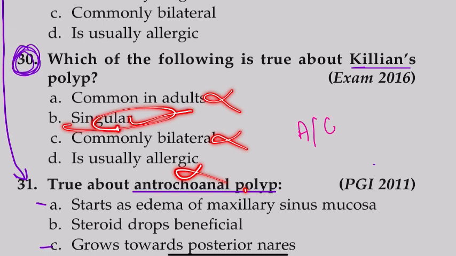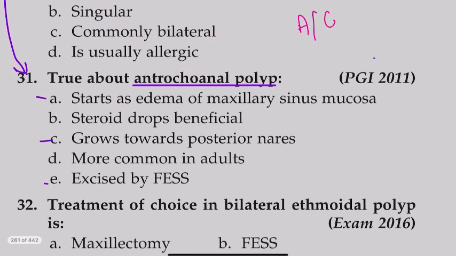Okay, moving to our next question. True about antrochoanal polyp: it starts as edema of the maxillary sinus mucosa, yes. Steroid drops are beneficial, no, these are not. Grows toward the posterior nares, yes. More common in adults, no. Excised by FESS, yes. So A, C and E are the right answer.